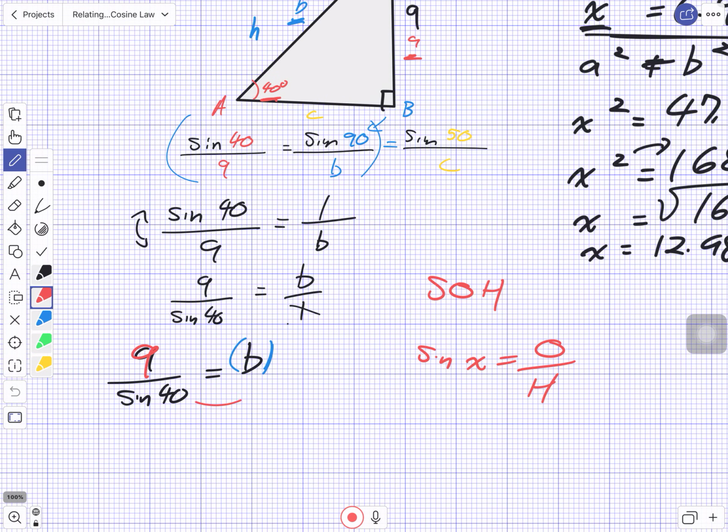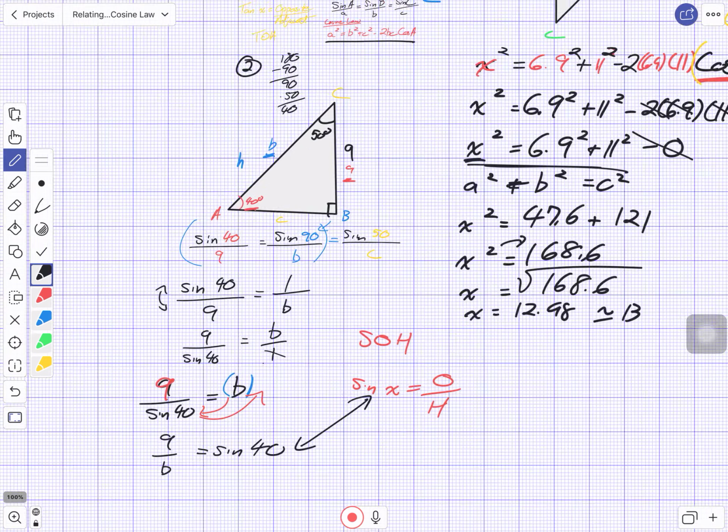So I'm going to move some things around. I'm going to move this over here. I'm going to move this b down here. I could technically multiply both sides of the equation by sine 40, and then I can divide by b, okay? So when I do that, I end up with 9 over b is equal to sine 40. These two formulas are exactly the same, okay? So even if I don't have my primary trig ratios memorized, as long as I know sine law or cosine law, I can solve all of these.